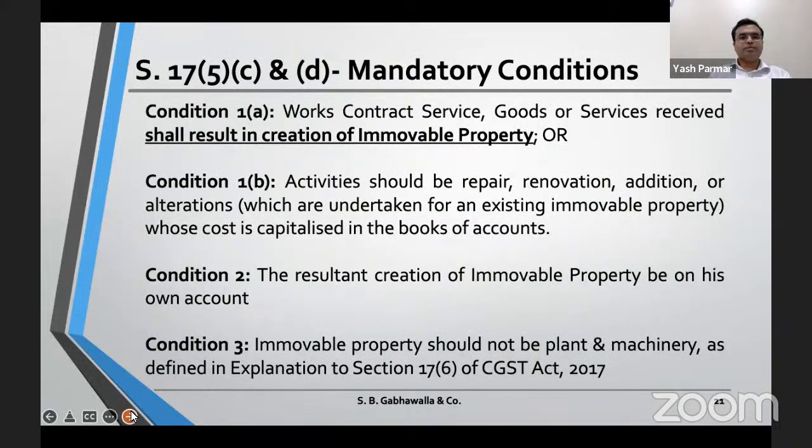With this background, if someone has to summarize clause C and clause D together, you need to check three conditions to come to an answer or to conclude whether the ITC is blocked or not.